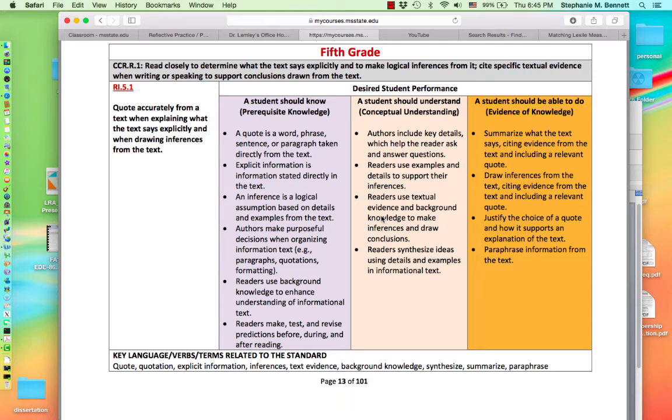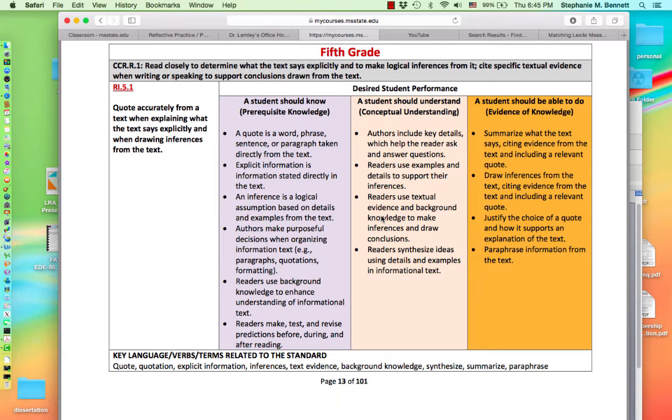So what's really nice about this particular scaffolding document is it talks about what the students should know. So what is this prereq knowledge that they need to know that they should have gotten up through the end of 4th grade to now be successful with this 5th grade standard? So that's the purple box that we see here.